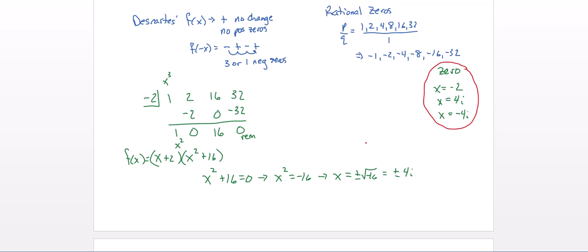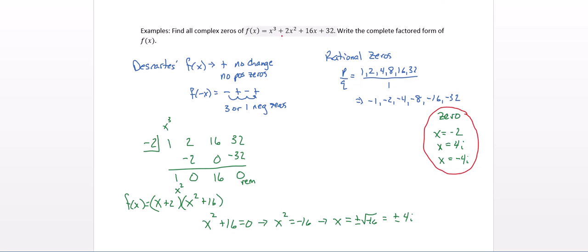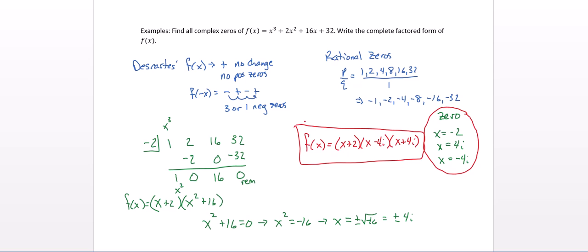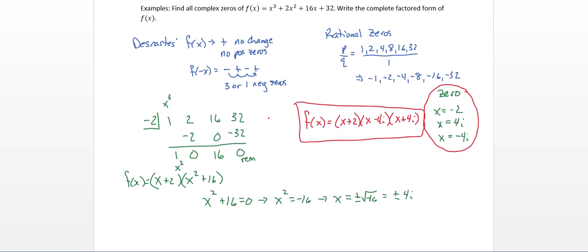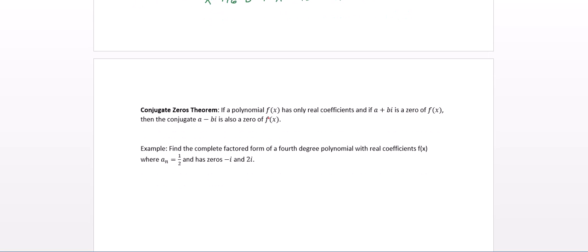If I know my zeros, I can go back and look at the instructions: find all complex zeros. Done. Write the complete factored form of f of x. So my complete factored form will be f of x equals (x plus 2) times (x minus 4i) times (x plus 4i). Both parts of the problem complete. All right, so Descartes' rule of signs and the rational zeros test really help us to narrow this down in the synthetic division. It's all coming together here in college algebra.